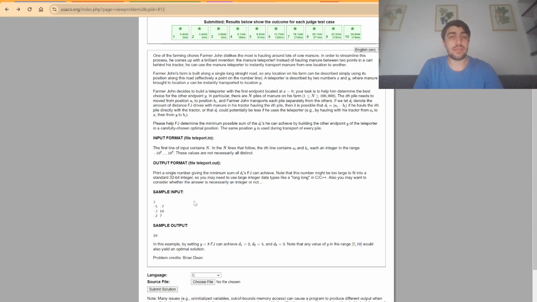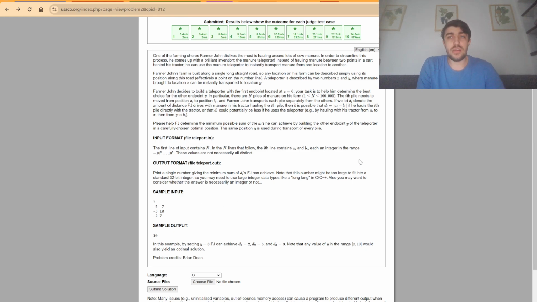While we know that the first teleporter is at position x equals 0, we don't know where the second teleporter is. And this is basically what we will have to do in this problem: to find the location for the second teleporter, such that the sum of distances will be minimum, so minimum among all possible choices.